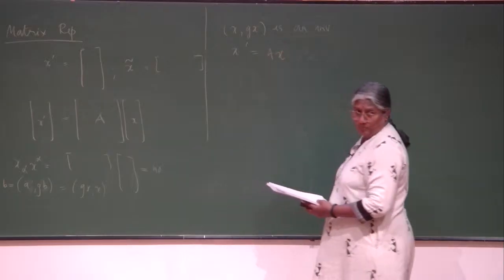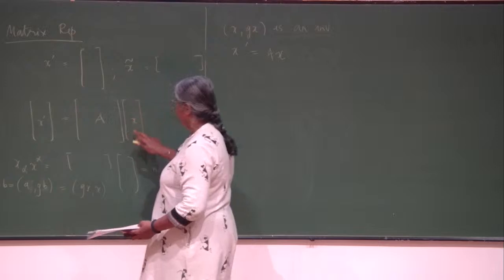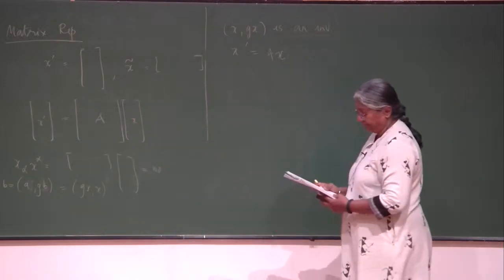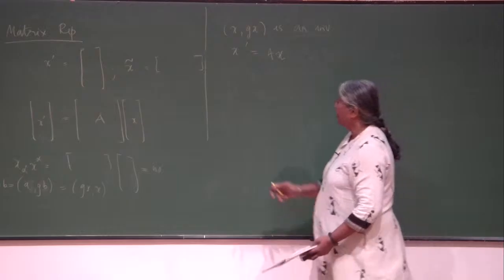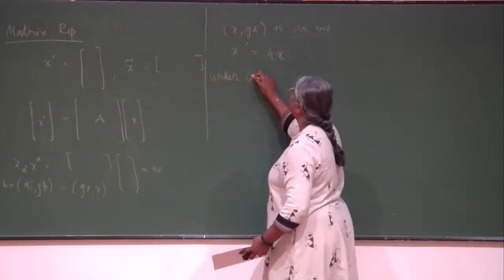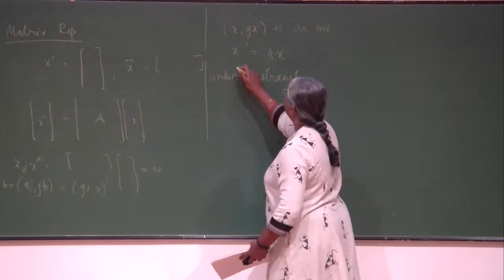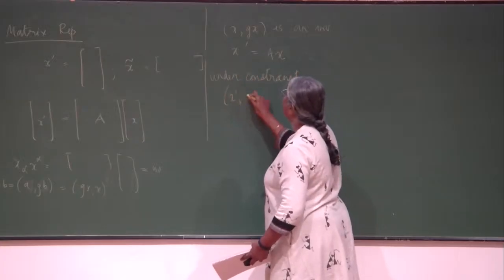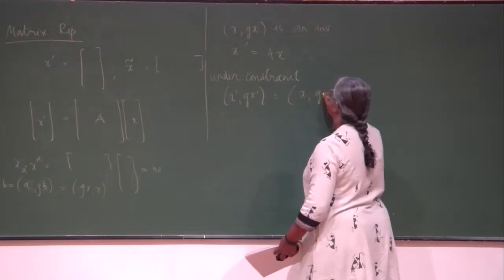So A is a 4 by 4 dimensional matrix. I hope you can see that, right? If this is 4, then this is a 4 by 4 matrix. Okay. So now I know that under the constraint, what is the constraint? That x prime g x prime is equal to x g x.